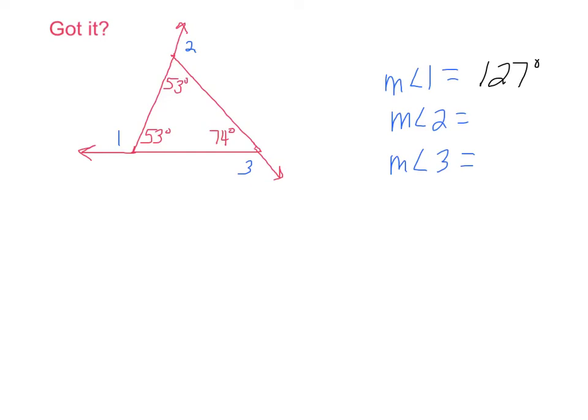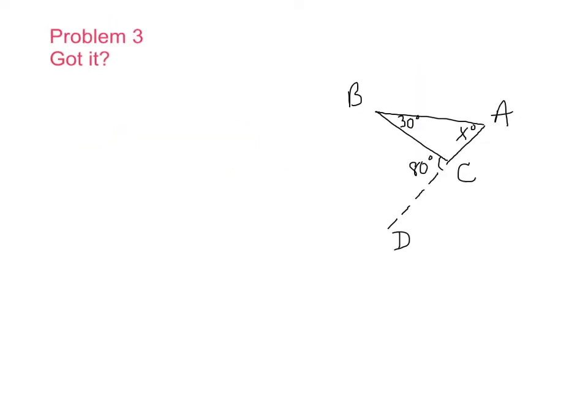The measure of angle 2 is also 53 plus 74. Those are the non-adjacent interior angles. So that's also 127. And the measure of angle 3 will be 53 plus 53, which is going to be 106 degrees.